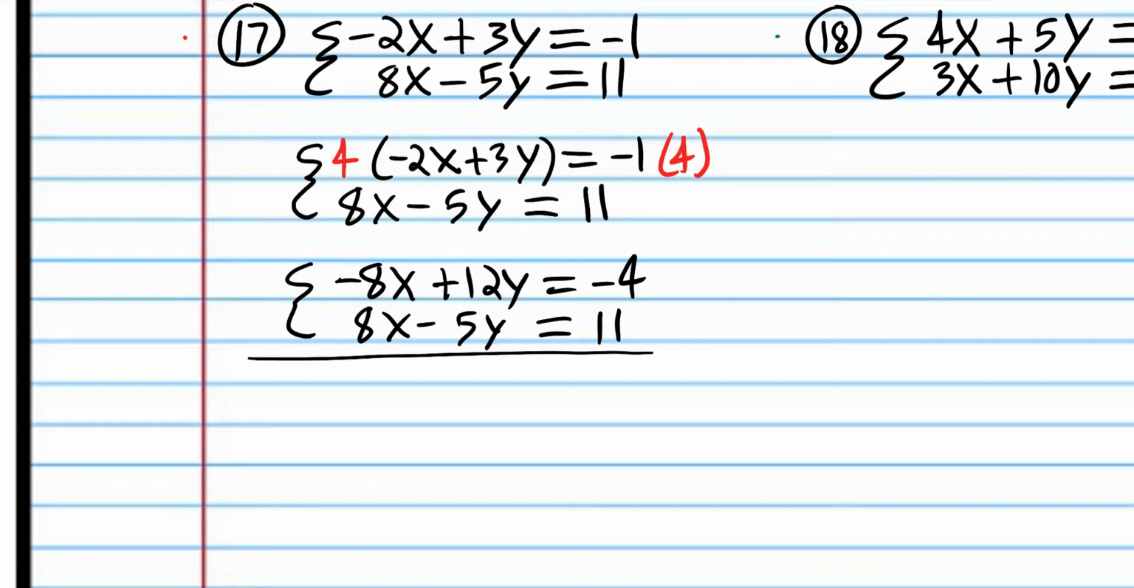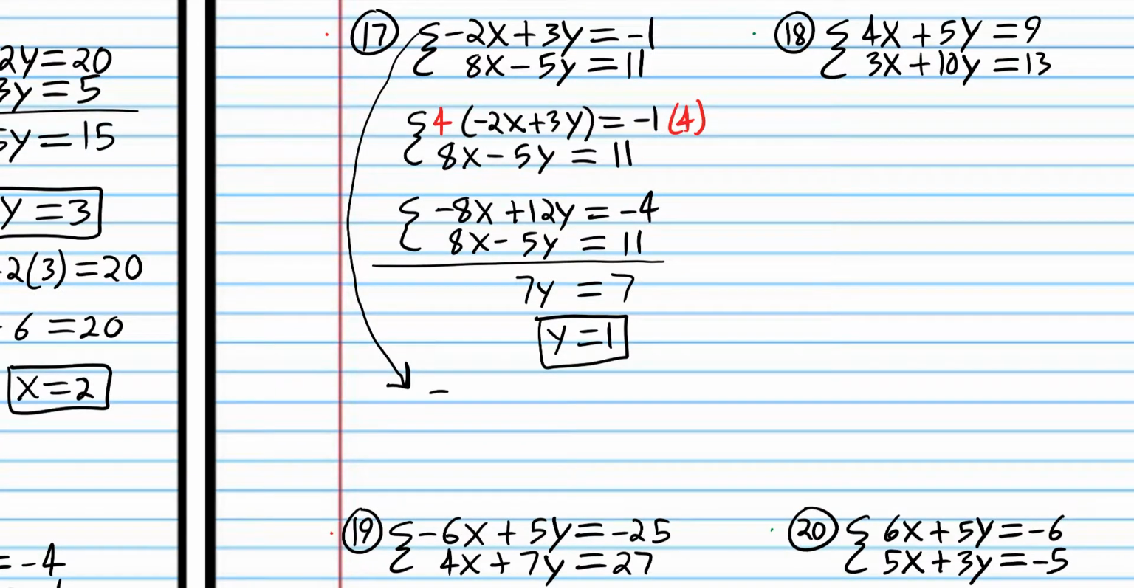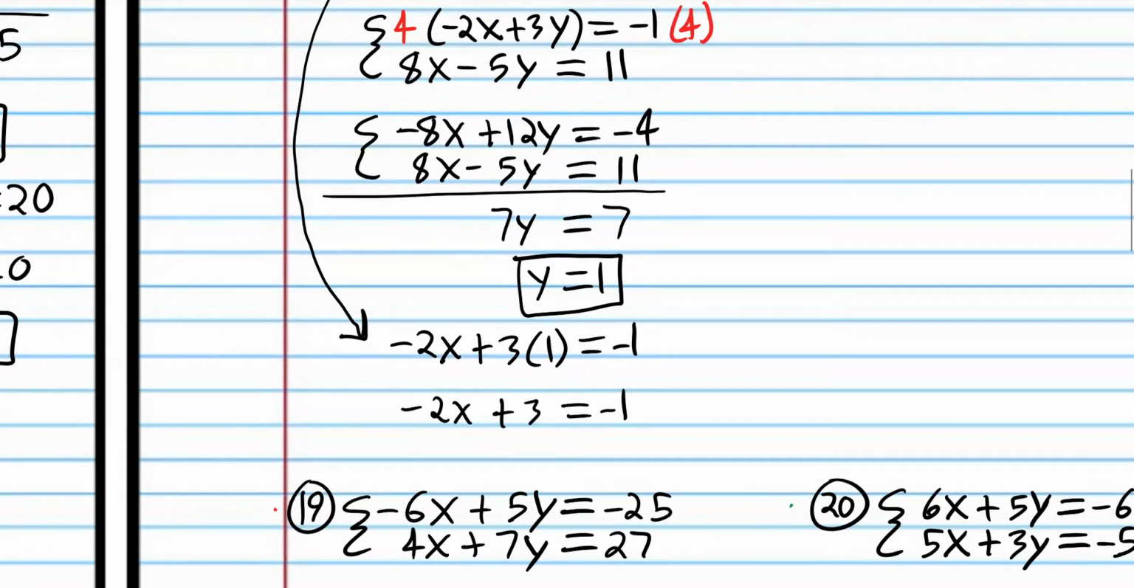So now we can add them together, and we get 7y is equal to 7, and y is equal to 1. Now we can take one of those equations. Doesn't really matter which one. I'm going to use the top equation up here to find x. So we have negative 2x plus 3 times y is equal to negative 1. And doing the algebra on that, we get negative 2x plus 3 is equal to negative 1. And it looks like we get x is equal to 2, but I'm just going to do that in my head because we don't have much room. x is equal to positive 2.